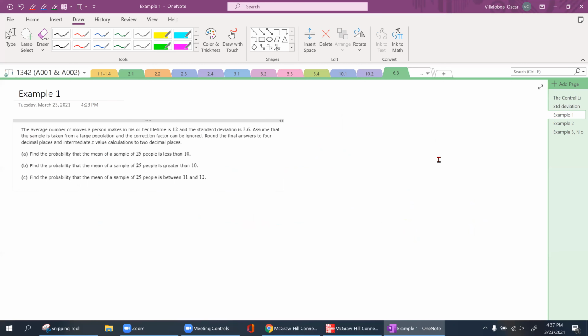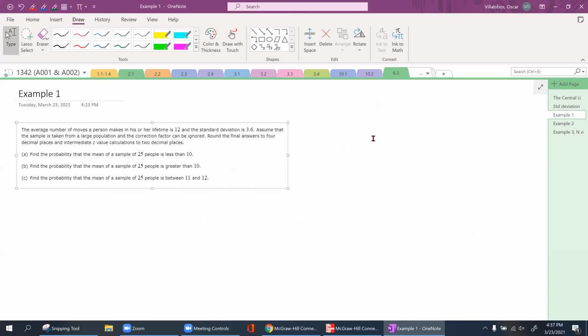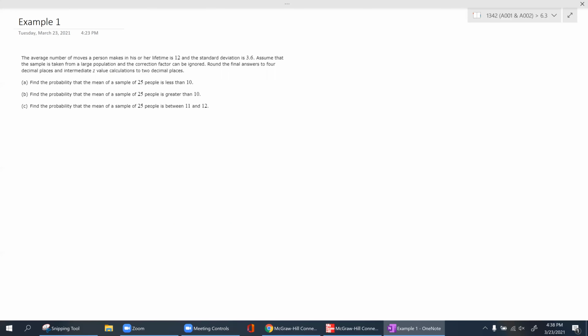Example number 1 states the average number of moves a person makes in his or her lifetime is 12. A lot of information is already given to me, so this is my mu. The standard deviation is 3.6, so my sigma is 3.6. Assume the sample is taken from a large population. That right there is the keyword that I'm looking for. And the correction factor can be ignored.